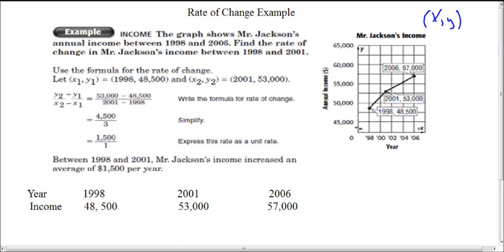Why so? Because the year affects the amount of money, so that's independent. This one is dependent. So 1998 and 48,500 would be our y value. And of course, let's just go up the graph so we make sure that we understand. At 2001, which is the next year, again that's x, and 53,000 is y. Then looking at the graph, we have 2006 as our x and 57,000.